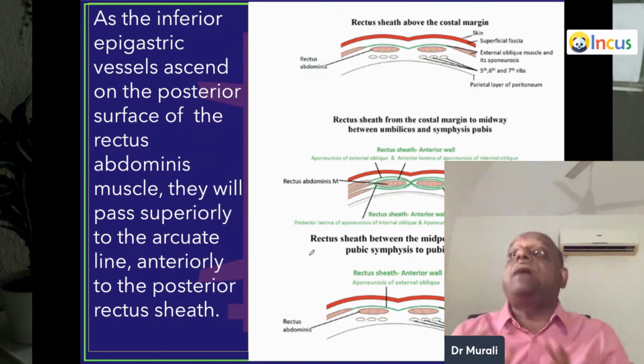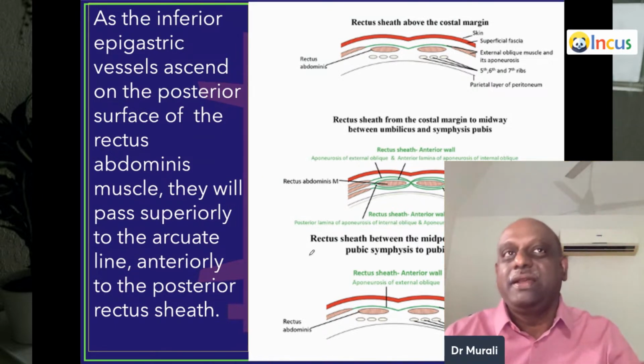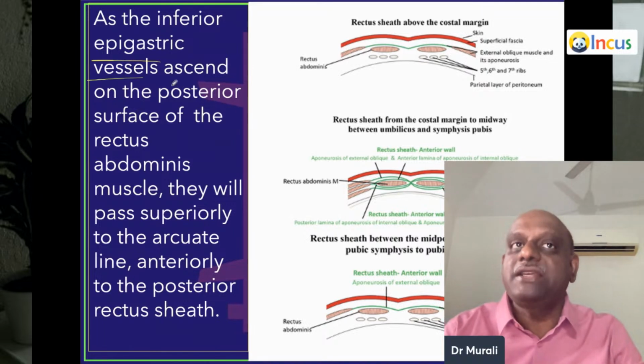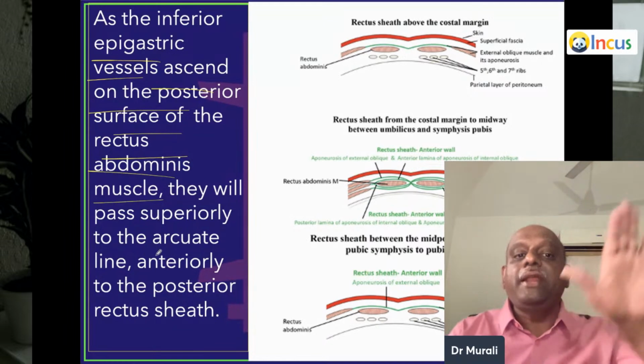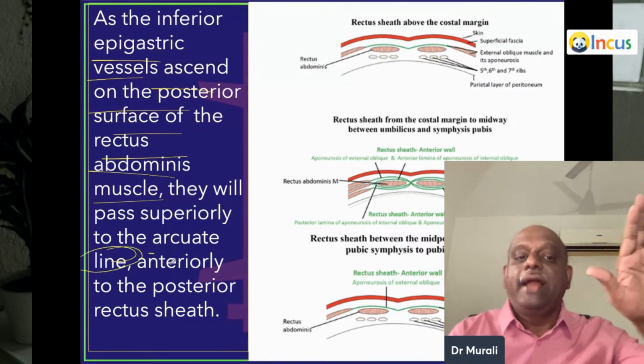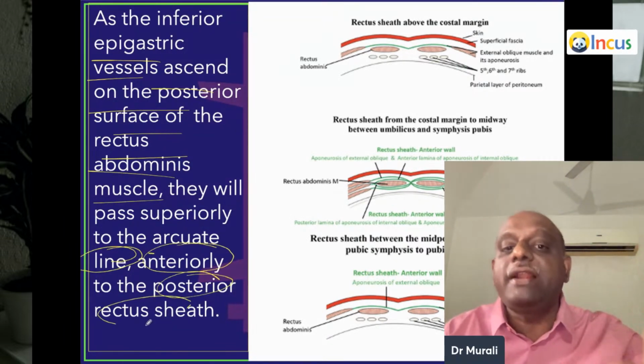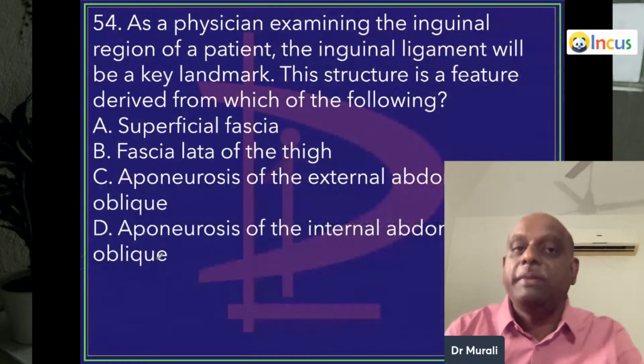You need to know the composition of the rectus sheath. As the inferior epigastric vessels ascend on the posterior surface of the rectus abdominis, they pass superiorly to the arcuate line, anteriorly to the posterior rectus sheath, is what you need to remember.